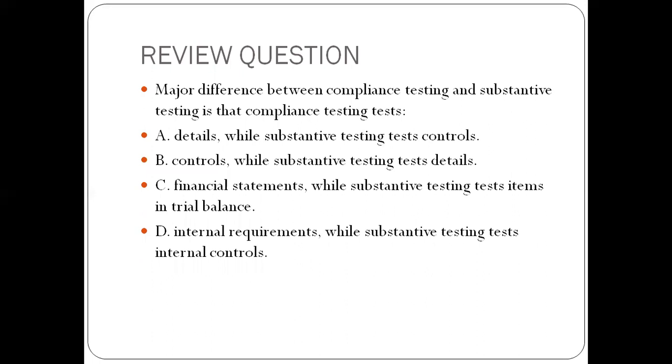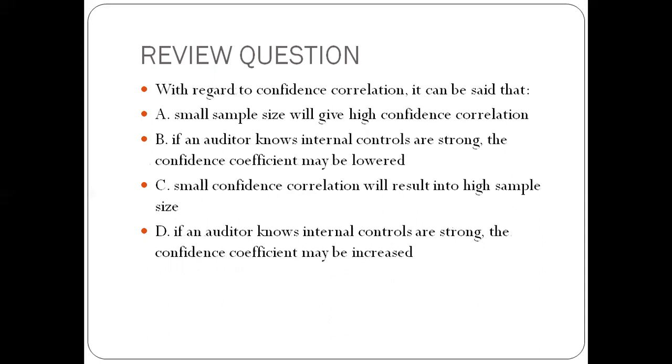Let's look at the next question. Major difference between compliance testing and substantive testing is that compliance testing tests A, details, while substantive testing tests controls. B, controls, while substantive testing tests details. C, financial statements, while substantive testing tests items in trial balance. D, internal requirements, while substantive testing tests internal controls. Before we said that compliance testing will test whether controls are working as defined, while substantive testing will test the details, the balances, the transactions. So the best answer here is definitely B.